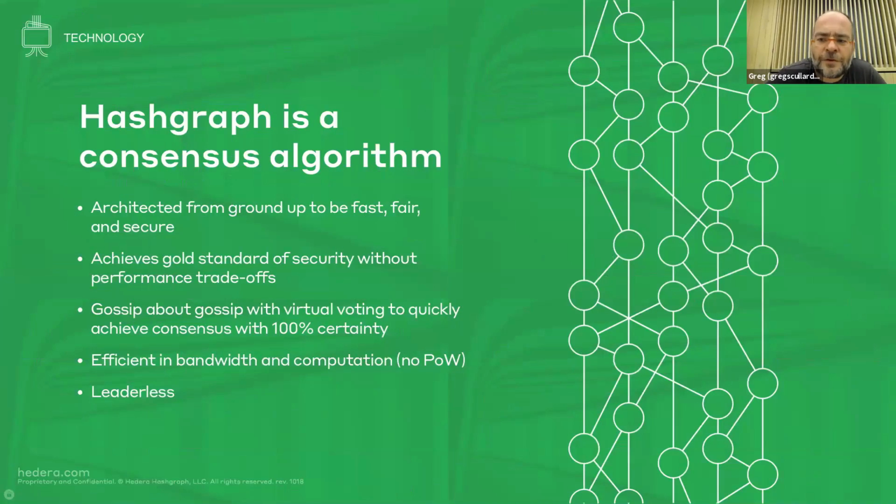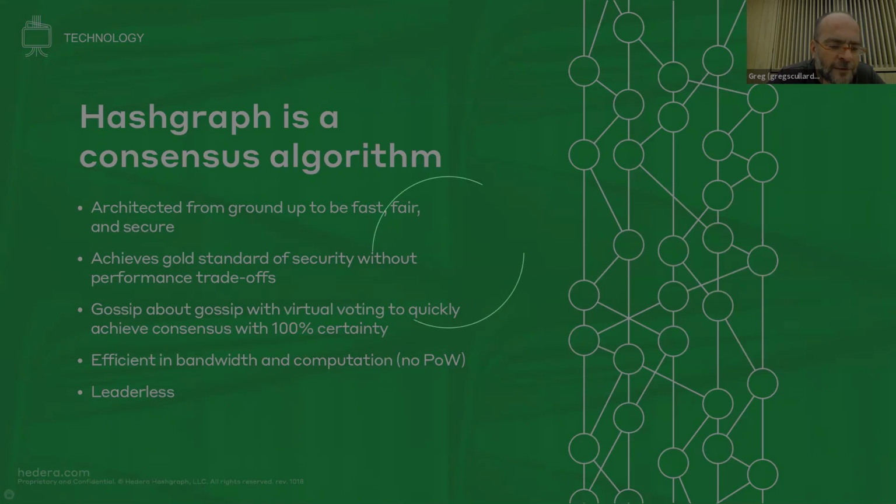So, Hashgraph is a consensus algorithm that achieves the gold standard of security with asynchronous Byzantine fault tolerance. It's incredibly fast and bandwidth efficient. It's leaderless. I've mentioned this before, so I won't labor the point. I hope this introduction, or detailed introduction maybe, to virtual voting was useful. There is a video online of Leemon going through more of it. It takes roughly an hour, and he goes into much more detail than I have done.